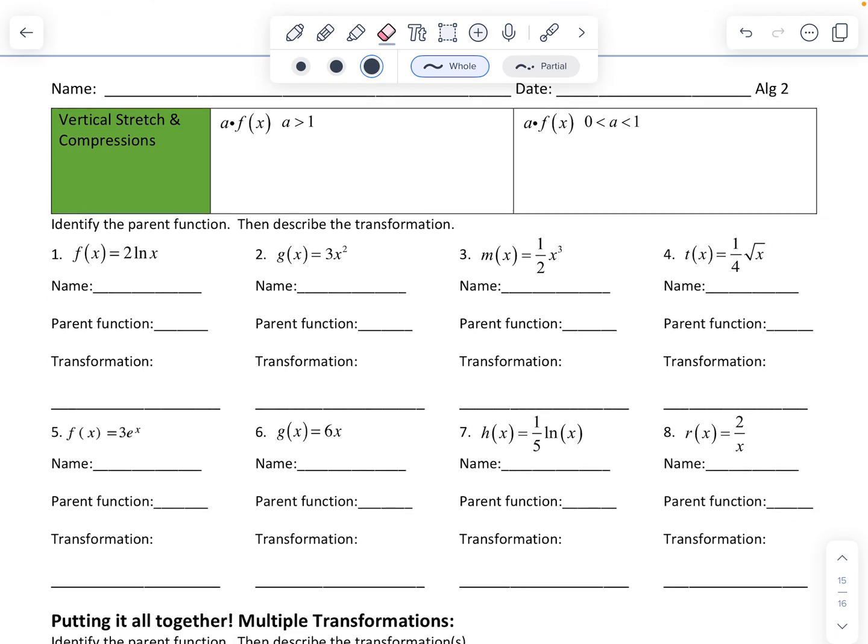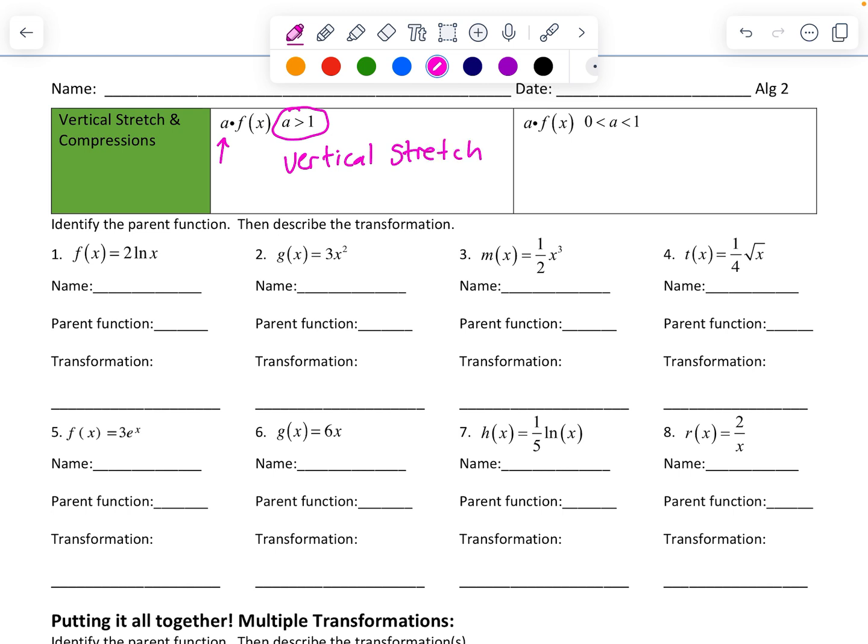Our final transformations we're going to learn about are called a vertical stretch and a vertical compression. So a vertical stretch happens when a is greater than 1, and a is going to be some number in front of the function. So if the number in front of the function is greater than 1, that creates a vertical stretch. And again, I don't really like writing vertical stretch every time, so I'm going to abbreviate that as a VS.